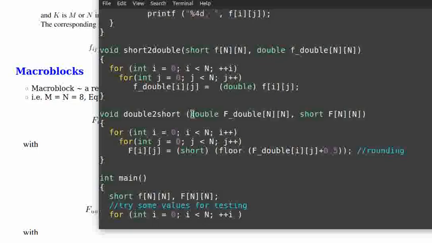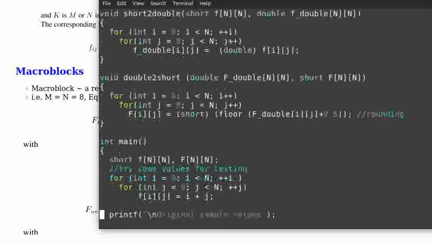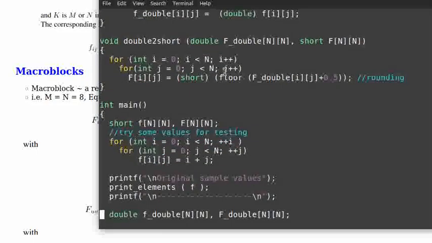And also after the transformation, we need to change it back to sort. So basically we do a rounding. We add 0.5 to the double and take the floor function, which will give us the rounded value. So for example, if we have the value 7.1, 7.1 plus 0.5 is 7.6.